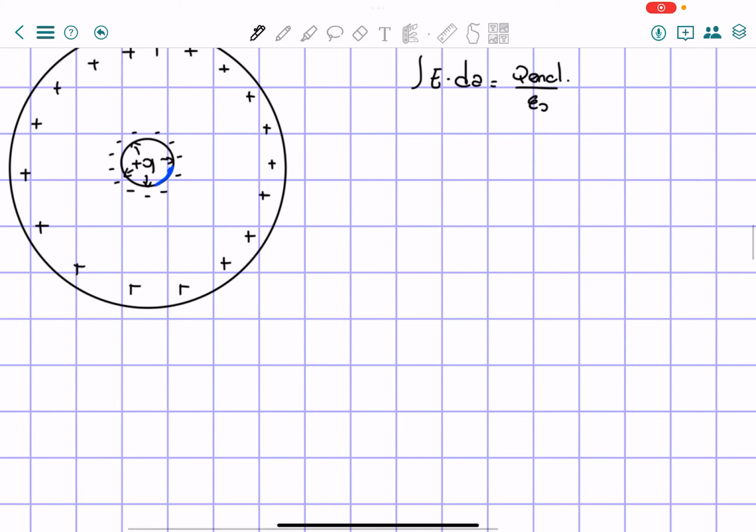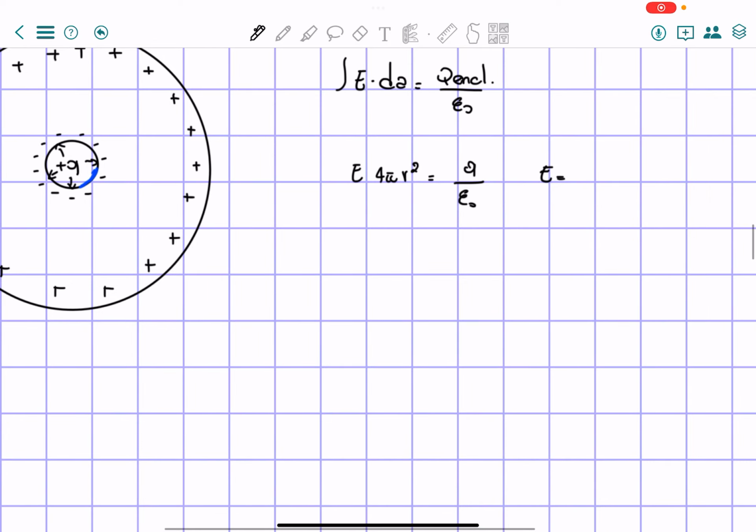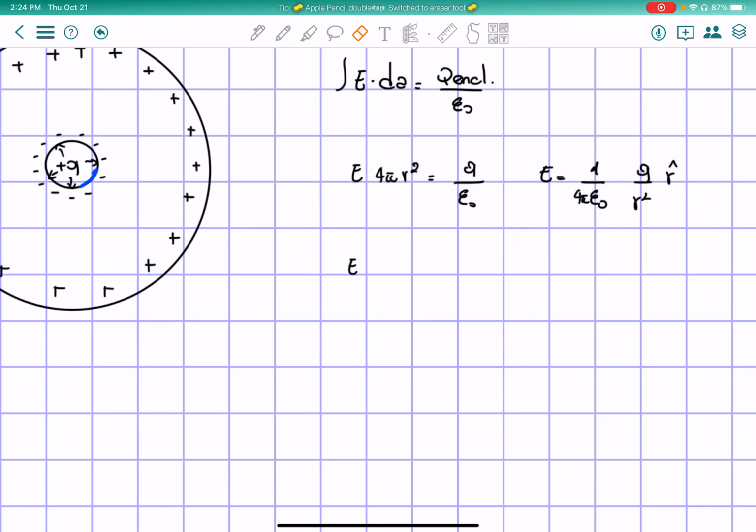We can solve it, and of course E times 4 pi r squared equals the charge enclosed, which in our case will be q over epsilon naught. And so the electric field at this point right here will be the normal one, so 1 over 4 pi epsilon naught q over r squared. So right now we just proved that the electric field given by the charge at the center will be pushing toward the outside, while the electric field given by these charges right here will be pushing towards the center because it's of course a negative charge.